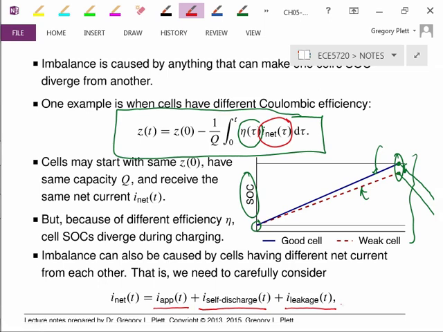But you can see that if there's a lot of leakage and self-discharge on one cell versus another cell, it would have a very similar effect as having a different coulombic efficiency, except it would also operate when the cell was resting, and it would also operate when the cell was discharging. So in fact, it could be more severe than a different coulombic efficiency, depending on how fast the self-discharge happened to be.